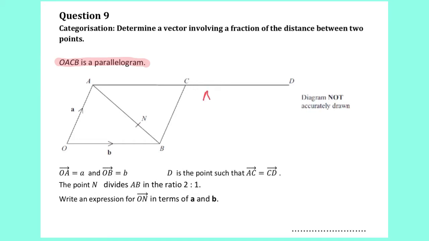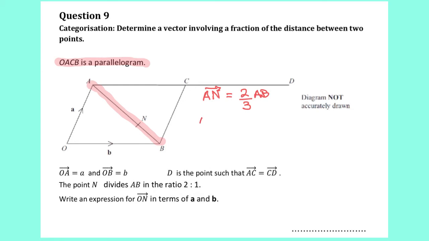So AN is equal to 2/3 of AB. We want to find an expression for ON. First, let's find AN. In order to find AN, we need AB. Well, AB is equal to AO plus OB.